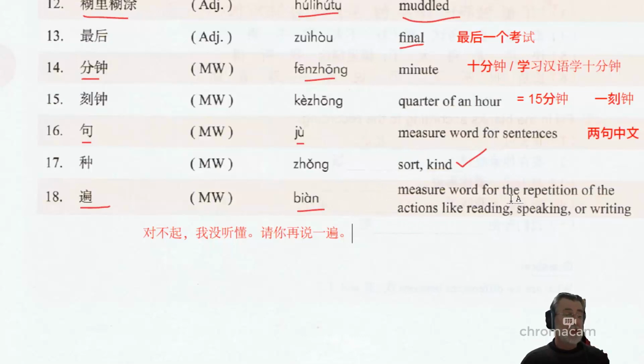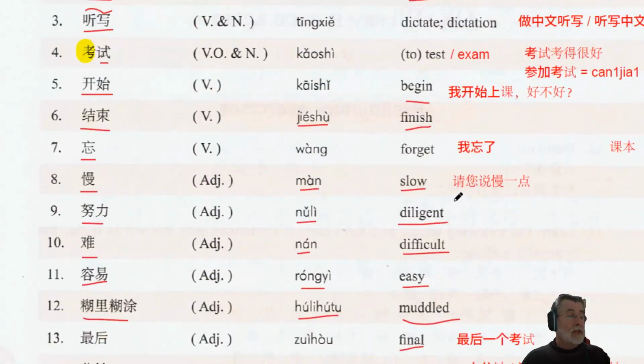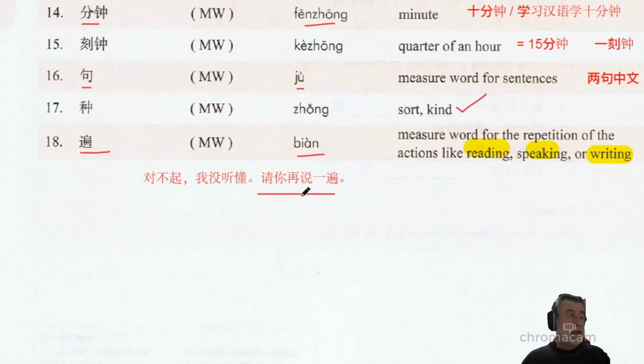So as you can see, it's a measure word for the repetition of something, and particularly in relation to reading, speaking, or writing. So in this case, 再说一遍 is speaking. And so I think this is a really handy word for you guys for the oral exam. If the teacher asks you a question and you didn't get it, in addition to saying 请您说慢一点, you can also say 请您再说一遍, where I would change the 你 to a 您. Could you please say it one more time? Literally from beginning to end.